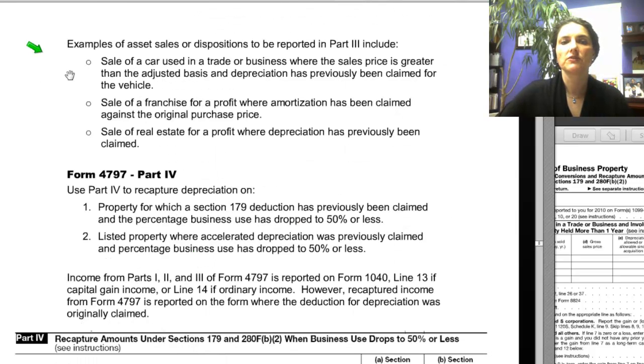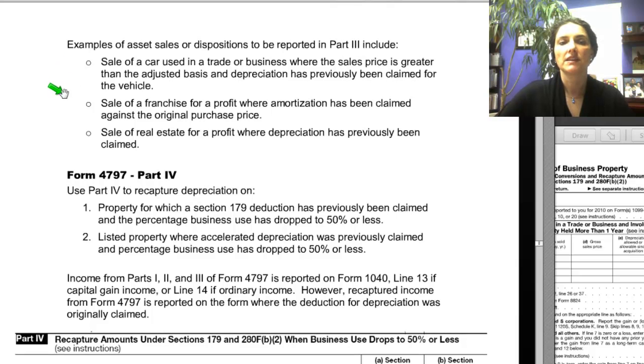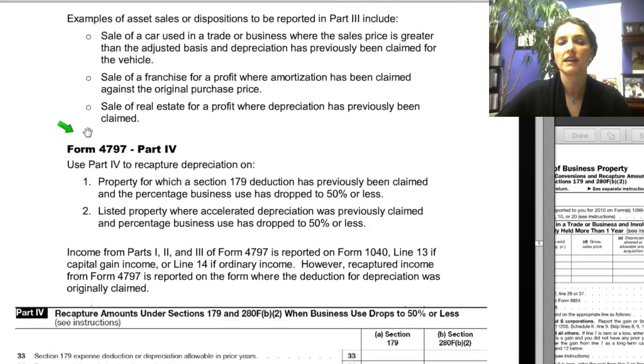Examples of asset sales or dispositions to be reported in Part 3 of Form 4797 include the sale of a car used in a trade or business where the sales price is greater than the adjusted basis and depreciation has previously been claimed for the vehicle. The sale of a franchise for a profit, where amortization has been claimed against the original purchase price. Sale of real estate for a profit, where depreciation has previously been claimed.